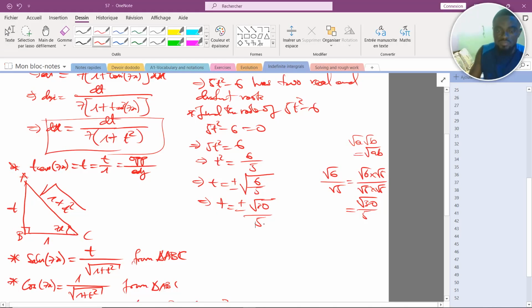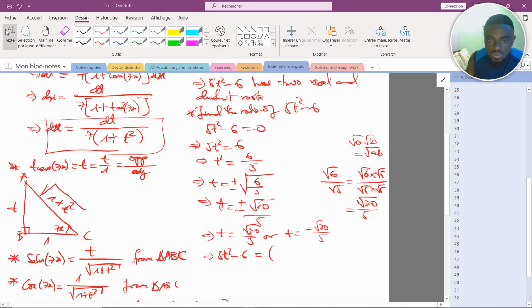All over 5. That's our t. So since this is t, it implies that t is equal to root 30 on 5, or t equals minus root 30 on 5. So it implies this quadratic expression 5t squared minus 6 will be equal to: this comes on this side, so it becomes t minus root 30 on 5, into this comes on this side, it becomes t plus root 30 on 5.